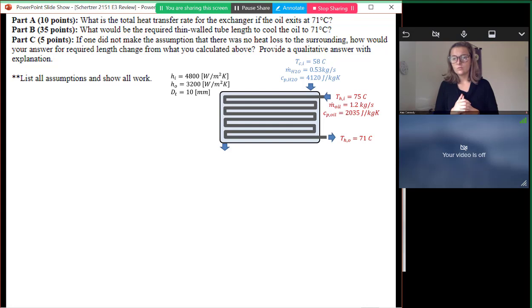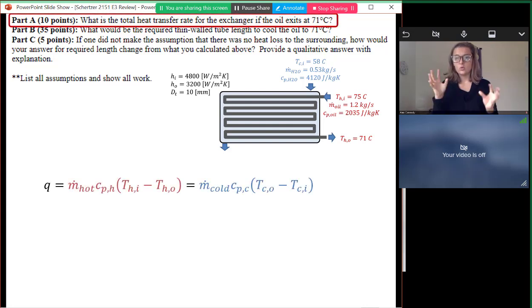So what's the total heat transfer rate? Whenever you want the total heat transfer in a heat exchanger, it's best if we know the temperatures on at least one side of our heat exchanger. So here I know that m·Cp on the hot side times delta T is equal to m·Cp on the cold side times delta T, right?